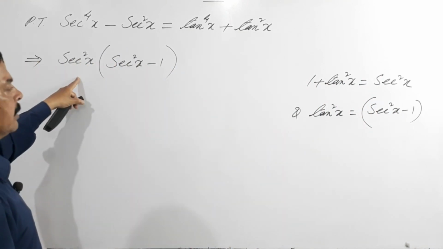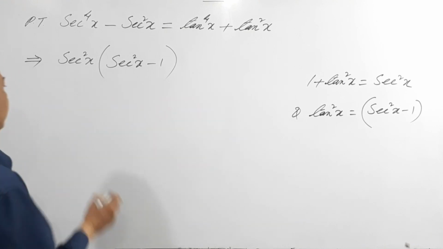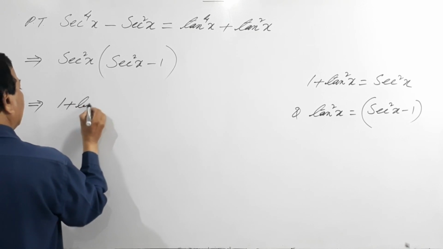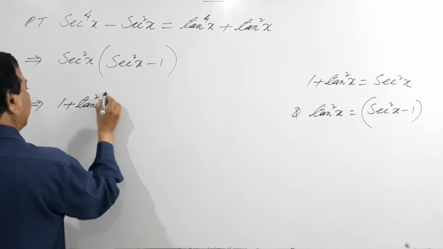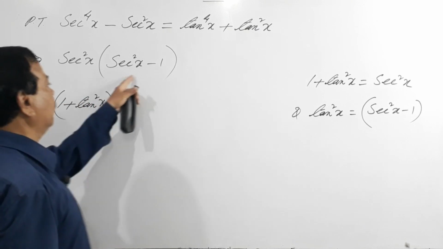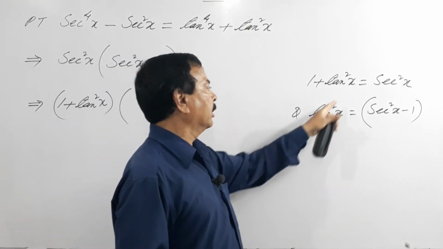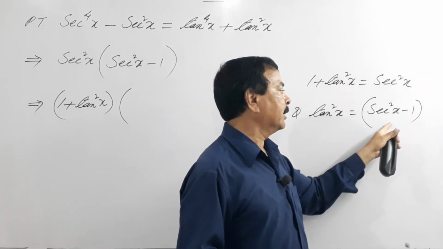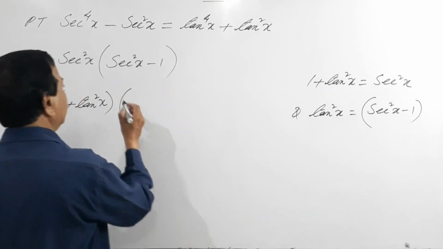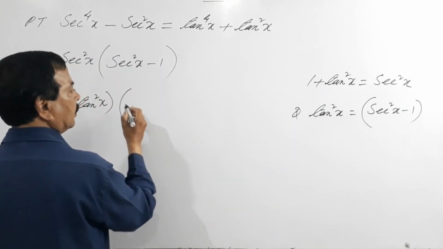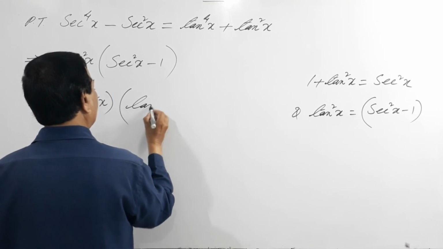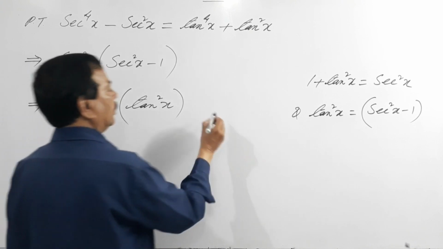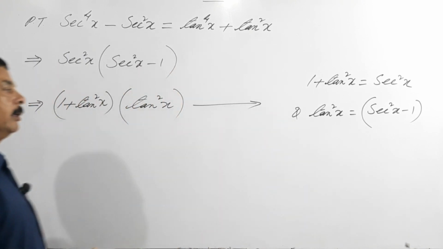So what is secant square x? Nothing but 1 plus tan square x. So secant square x minus 1 is nothing but tan square x. From this, if you take tan square to the right-hand side, it becomes secant square x minus 1, because of this.